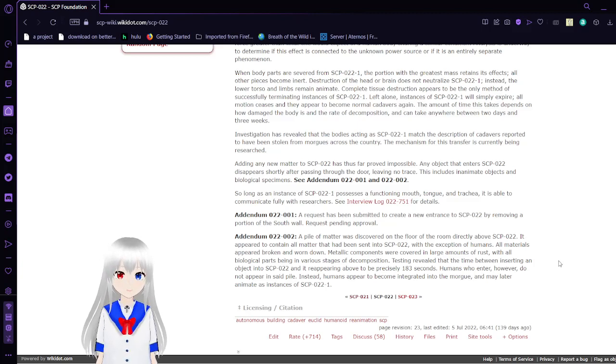Addendum 22-01. A request was submitted to create a new entrance to SCP-22 by removing a portion of the south wall. Request pending approval.